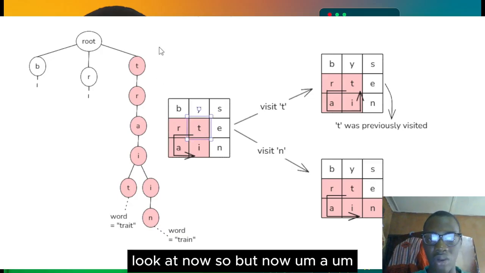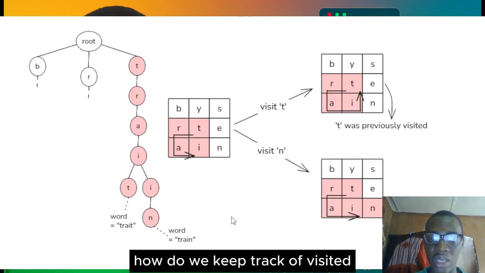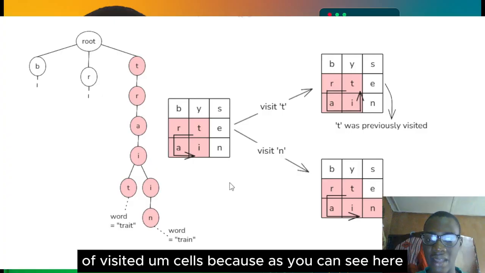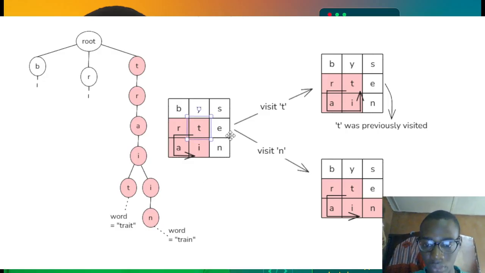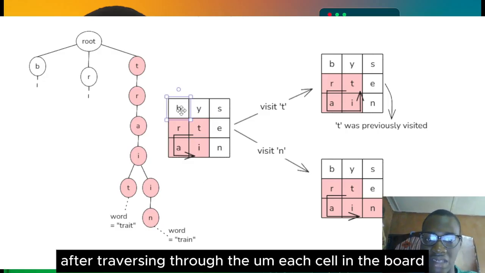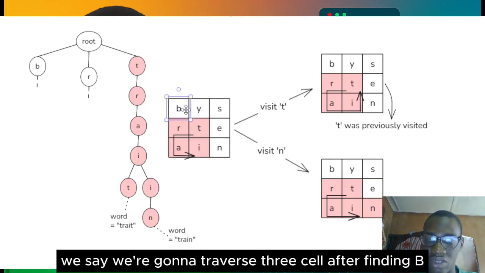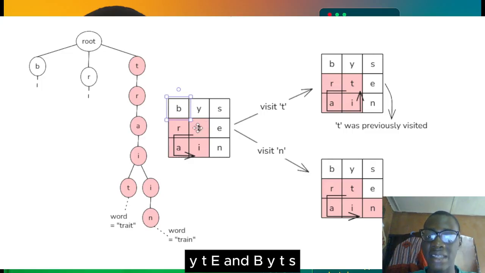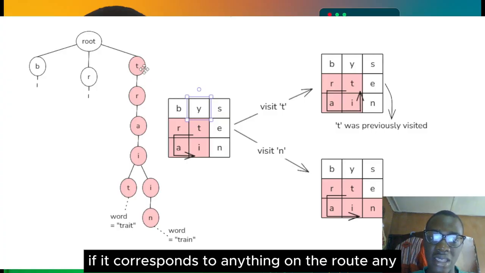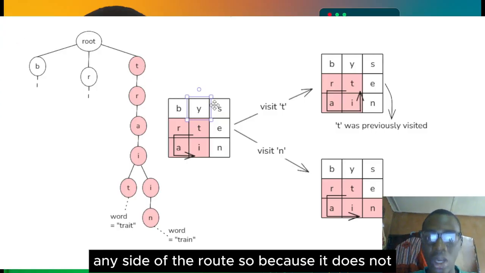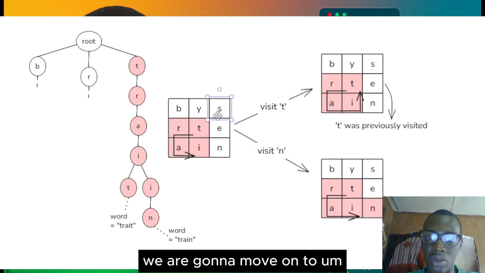Now, one thing we need to consider is how do we keep track of visited cells. Let's say, after traversing through each cell in the board, don't forget, we said we're going to traverse the cells. After finding BYTE and BYTES, we want to move on to Y to check if it corresponds to any child of the root. Because it does not, we are going to move on to S.